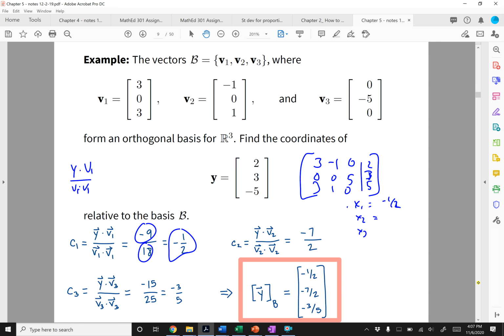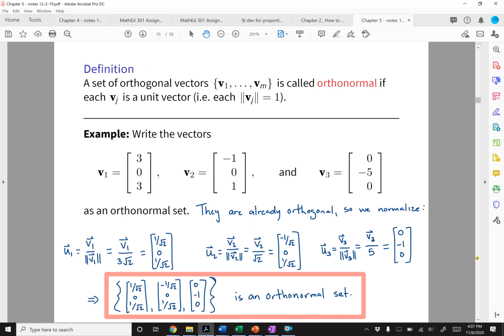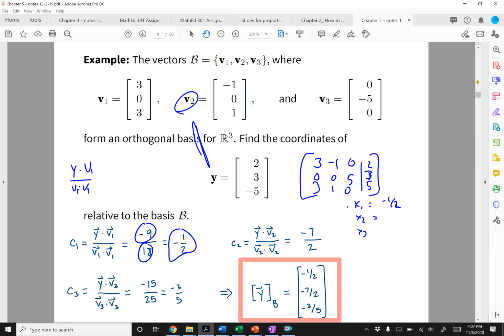And then you can do the same thing for v2 and v3. To find what x2 is, do the dot product of these two, divide it by the dot product of v2 with itself, boom, tells you what your coordinate is. Super slick. So a set of orthogonal vectors is called orthonormal if each vector is a unit vector. So if we go back, these aren't unit lengths. This has a length of 5, this has a length of like the square root of 2. These have different lengths.